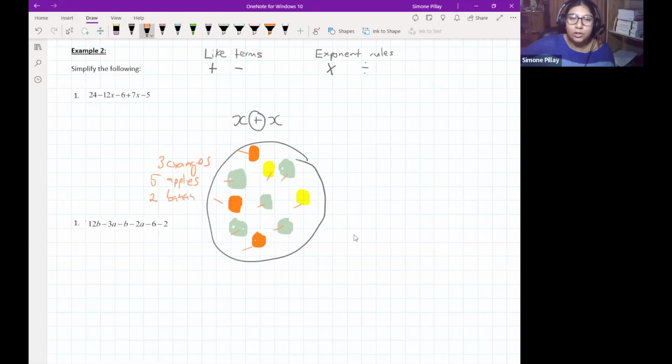So this is what you're going to tell me when I have the fruit bowl. You're going to say, well, there's 3 oranges, there's 5 apples, and there's 2 bananas. You're not going to mix them all together. You tell me each one separately because I can't mix oranges with apples, and I can't mix bananas and oranges. I want to know each one separately, how many there are.